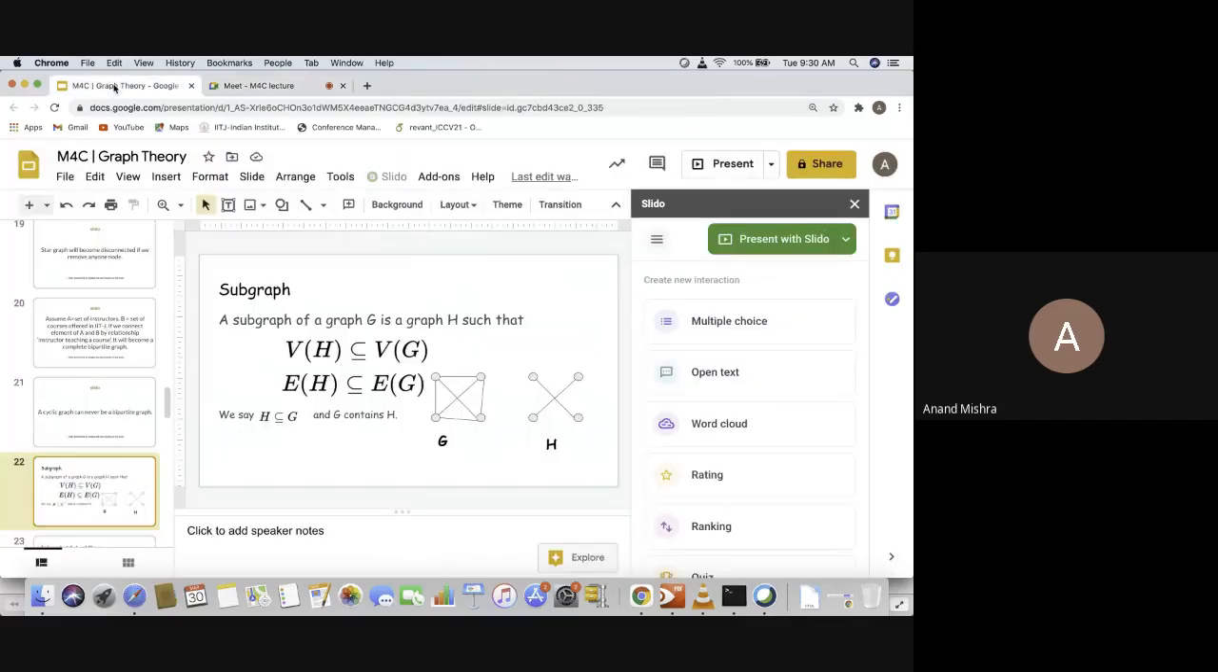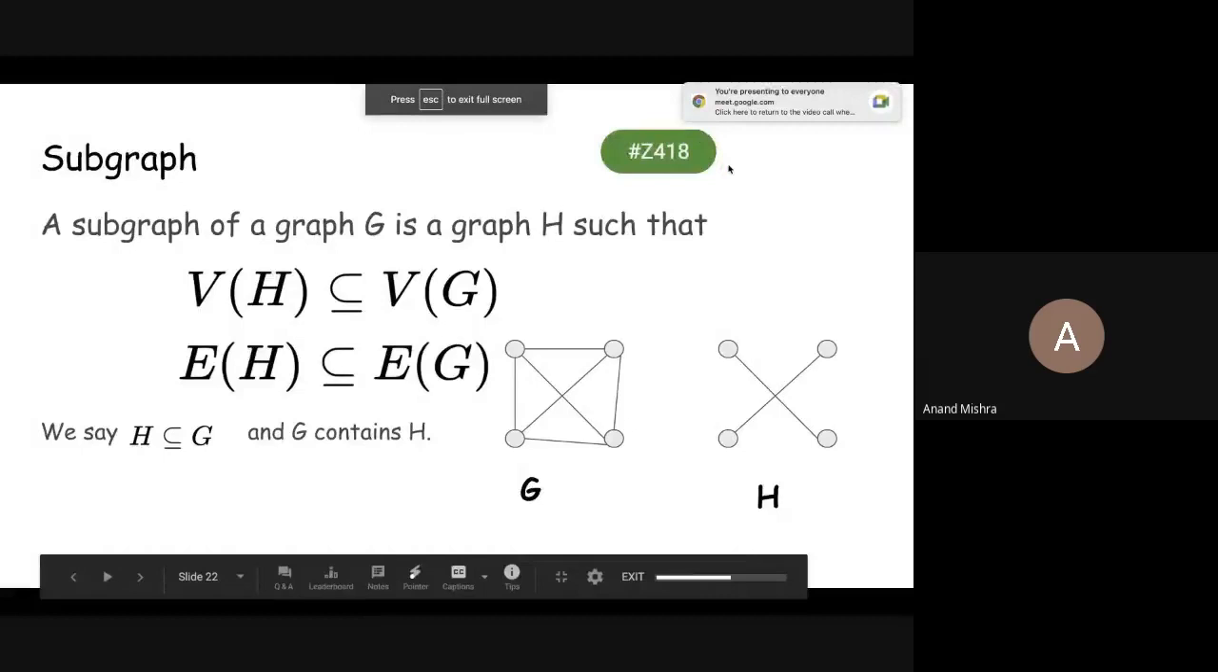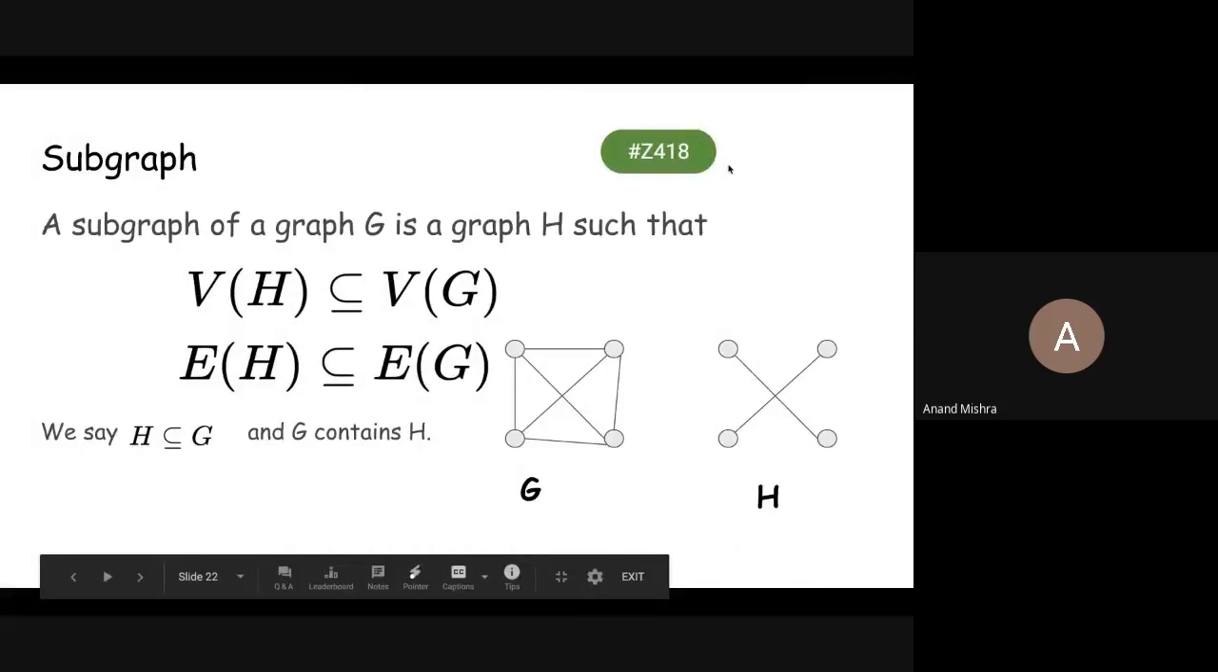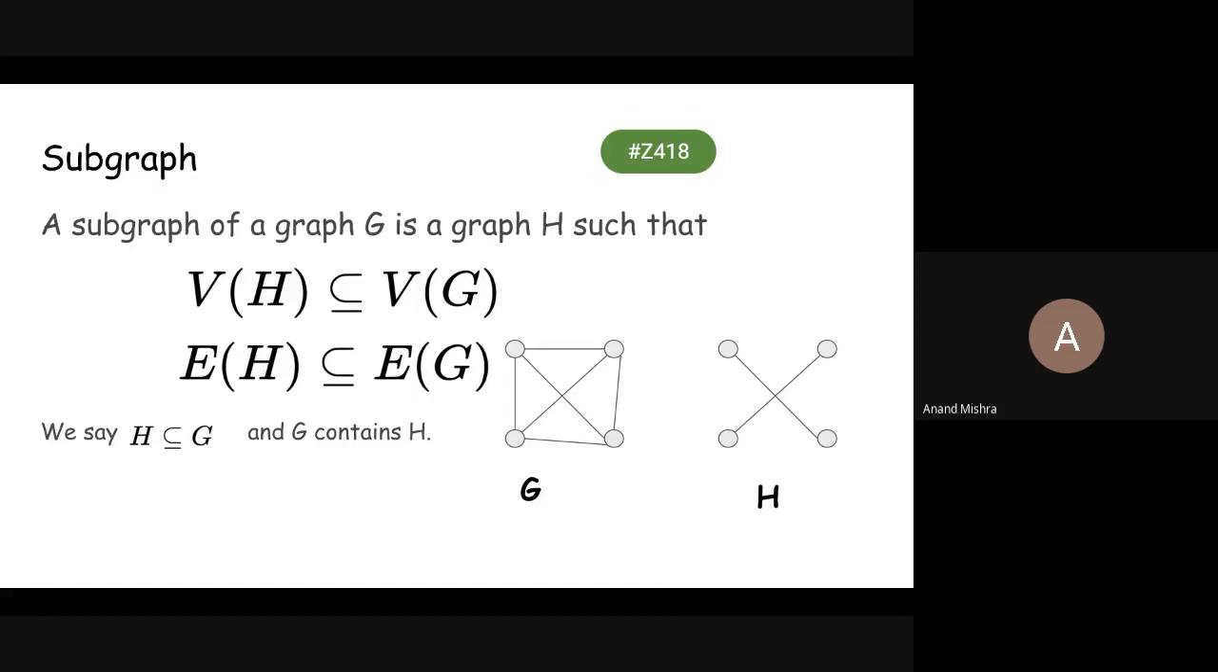All right, now let's look into some more definitions. These definitions are very interesting and you should have a proper understanding of them. So what is a subgraph? We have seen subsets, and similarly there is a subgraph. A subgraph of a graph G is a graph H such that V of H is a subset of V of G.